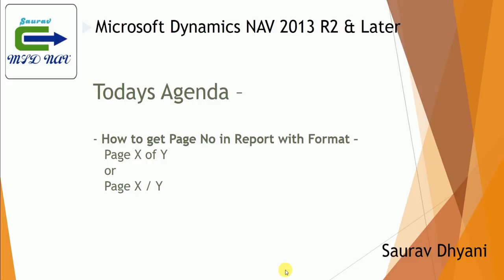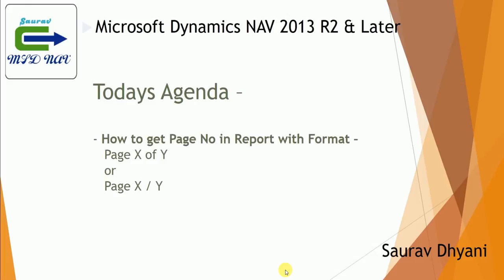All, good morning. So today we'll be discussing a common requirement from many developers: adding page numbers into the report, in the format X of Y, where X is the current page number and Y is the total number of pages in the report. And that should also work if we are using the number of copies feature in the report.